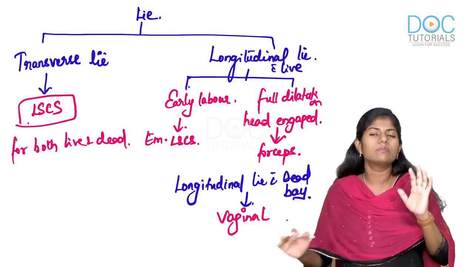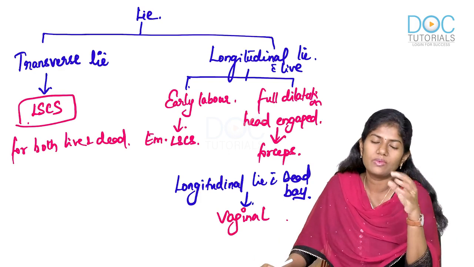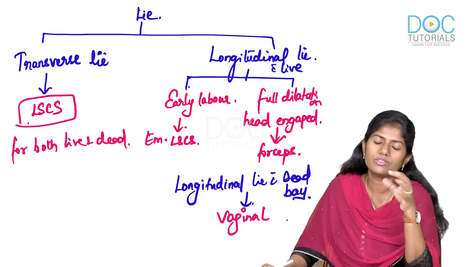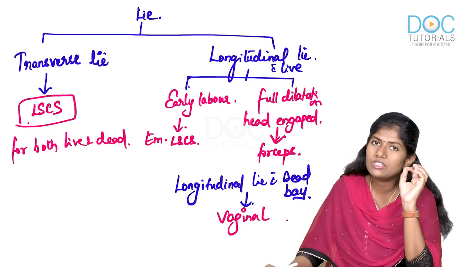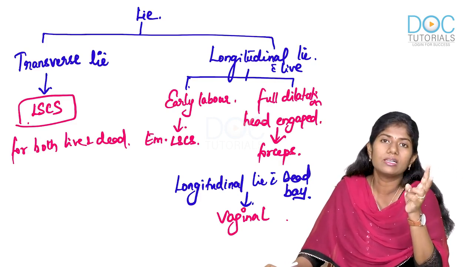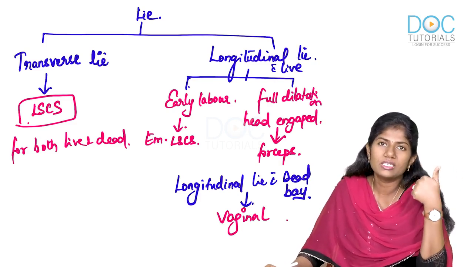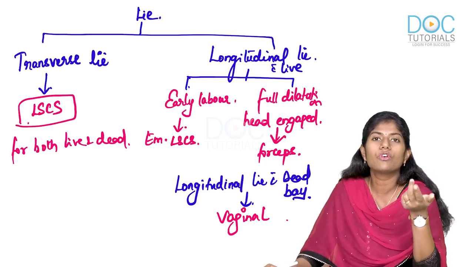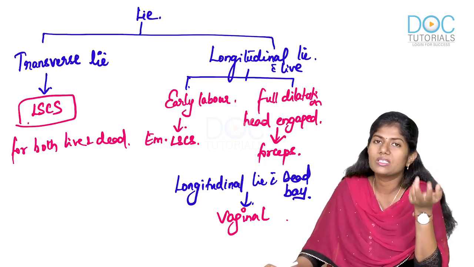I think I've made it simple. If it's transverse lie, whether the baby is alive or dead, just deliver by C-section. If it's longitudinal lie, see whether the baby is alive or dead. If the baby is alive, for full dilatation, deliver by instruments, and for early labor, you do a cesarean section.